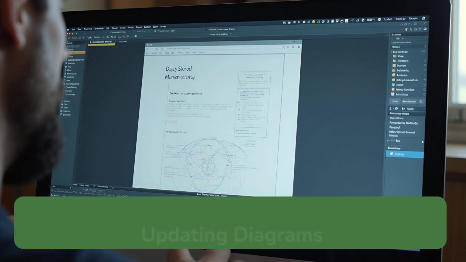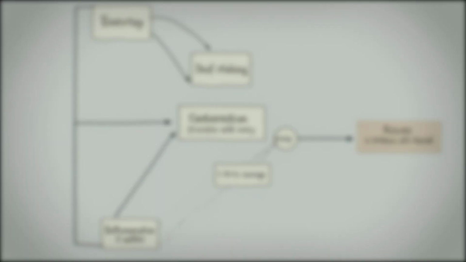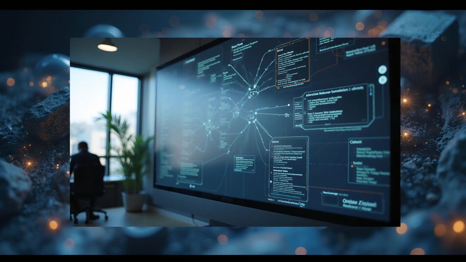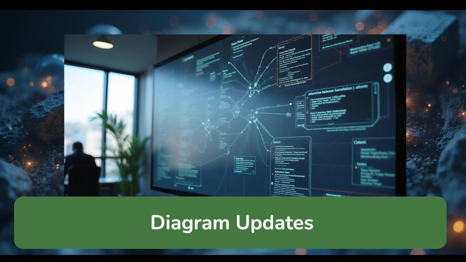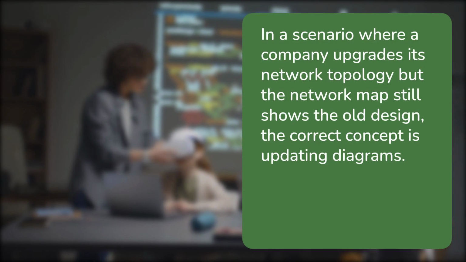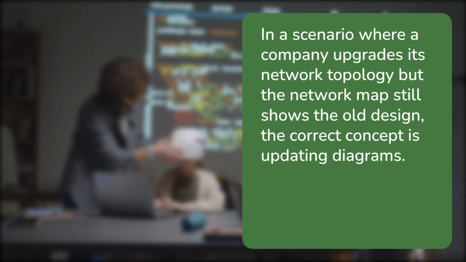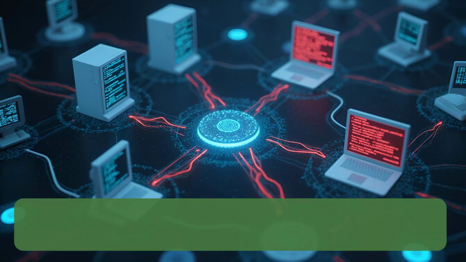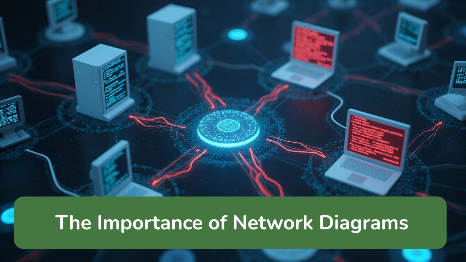Updating diagrams is a specific part of documentation. Diagrams such as flowcharts, architectural diagrams, or network maps visually represent the structure and flow of a system. Updating diagrams means revising these visual representations to reflect changes in the system so they remain accurate. In a scenario where a company upgrades its network topology, but the network map still shows the old design, the correct concept is updating diagrams. Diagrams matter because security teams rely on accurate visual representations to understand data flow, network segmentation, and potential attack paths.